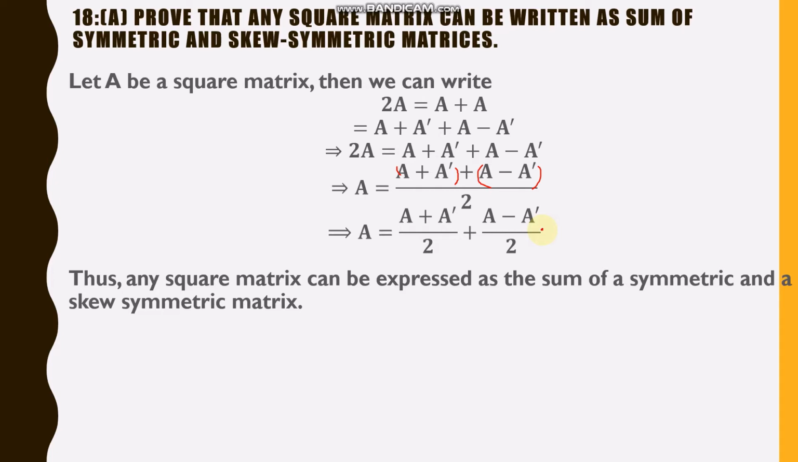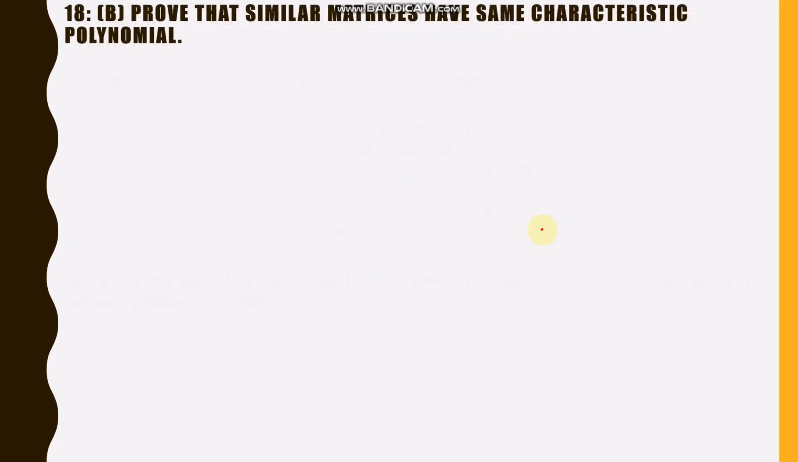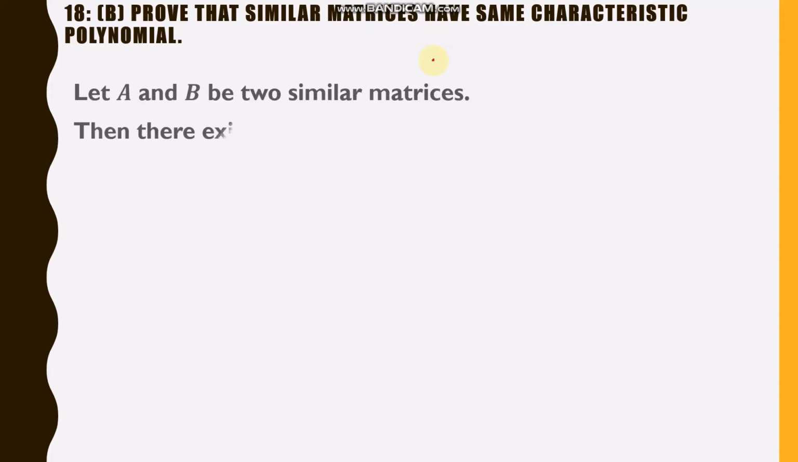Now 18th question B part. Prove that similar matrices have same characteristic polynomial. So if two matrices are similar, that means there exists an invertible matrix P such that, if we are taking two similar matrices to be A and B, then A is equal to P inverse BP, right? So if A and B are two similar matrices, then there exists a matrix P such that A is equal to P inverse BP.